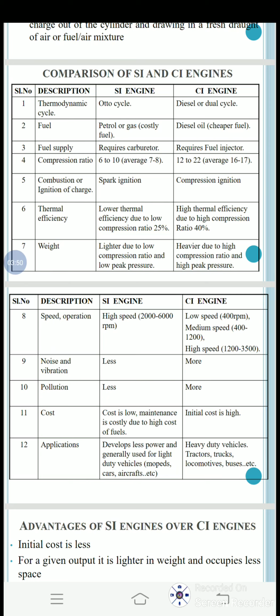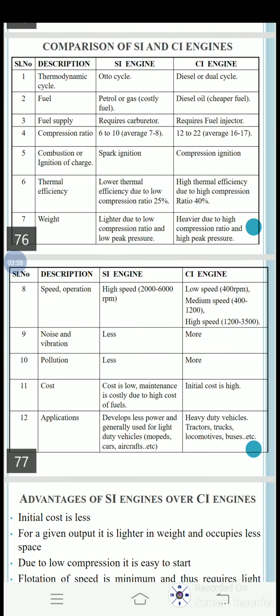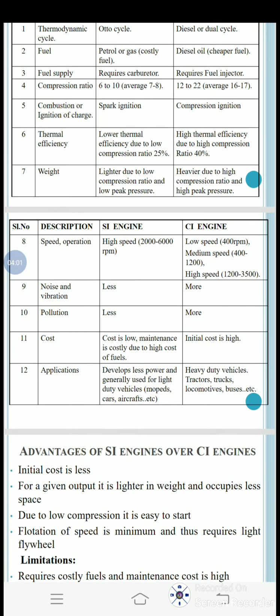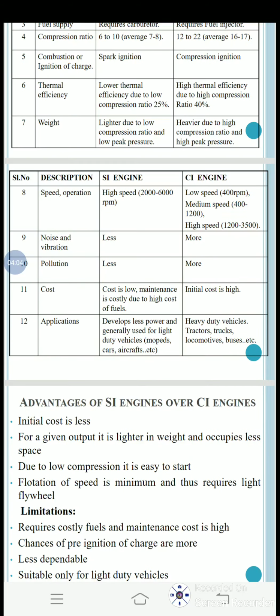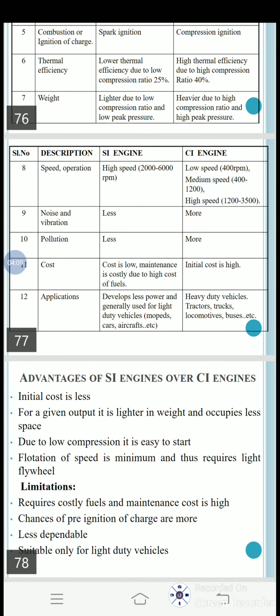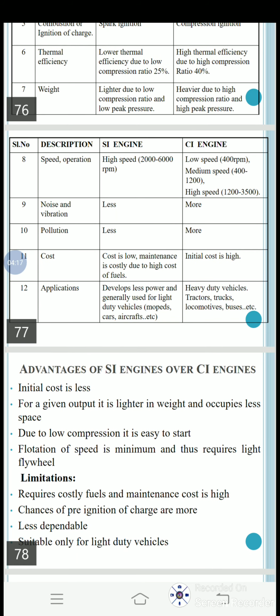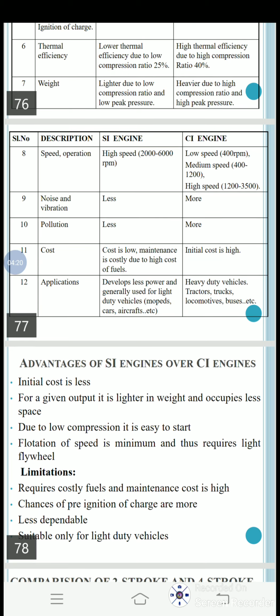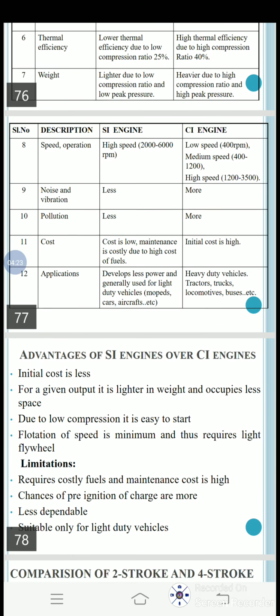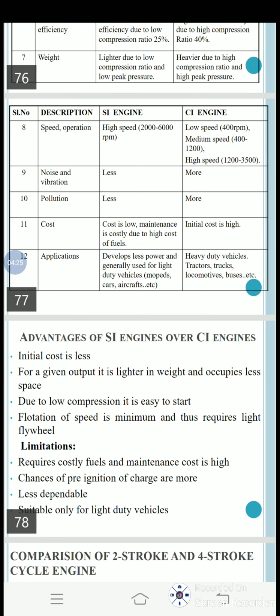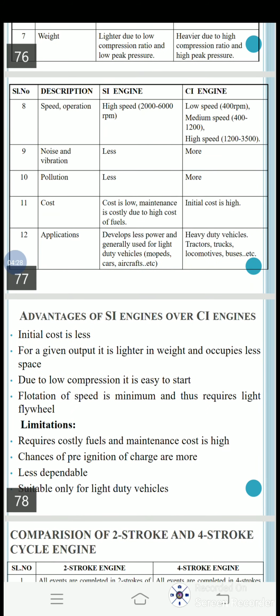The SI engine is lighter in weight due to the low compression ratio and low peak pressure. The CI engine is heavier in weight, with higher compression ratio and high peak pressure. Then speed and operation: the SI engine operates at high speed, in the range from 2000 to 6000 rpm. The CI engine operates at low speed up to 400 rpm, medium speed 400 to 1200, and high speed 1200 to 3500. The noise and vibrations produced by the SI engine are less and by the CI engine more.